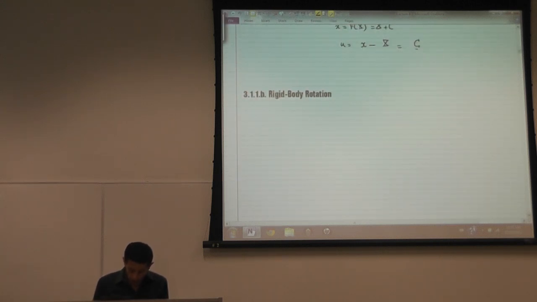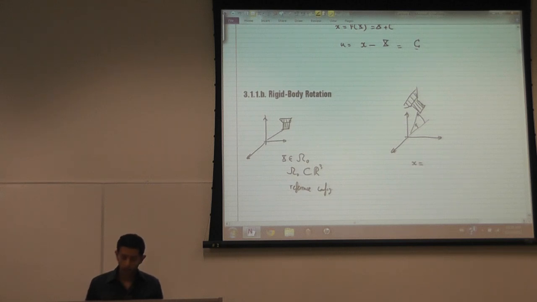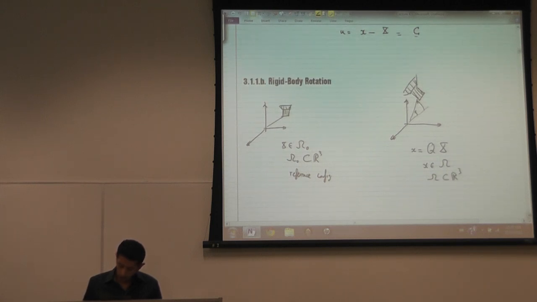A rigid body rotation is described by, this is the object, I have a vector x, which is an element of omega naught. Omega naught is a subset of R3. This is what I call the reference configuration. In a deformed configuration, or in a different configuration, all those material points shifted by rotation such that the new vector x is equal to Q multiplied by x. x is an element of the new configuration. The configuration is a subset of R3. The deformed configuration.